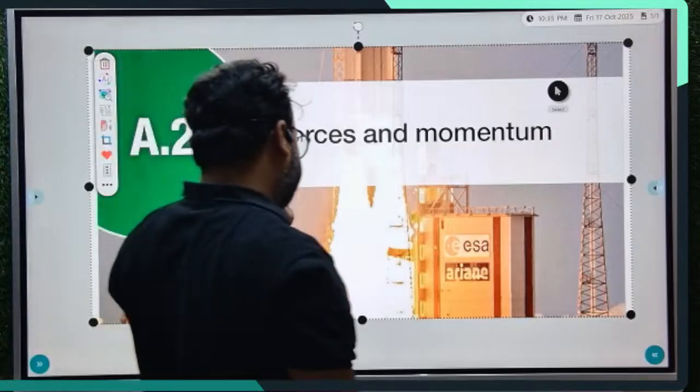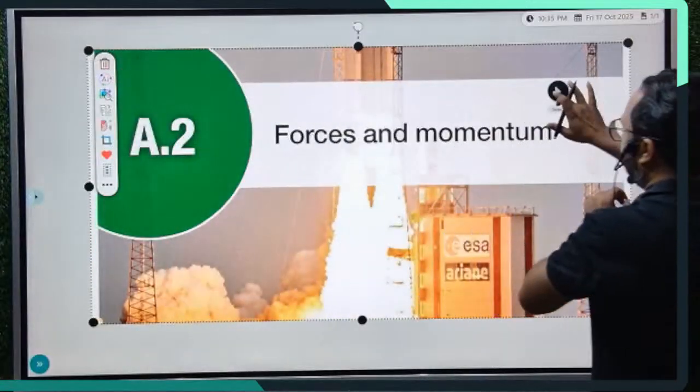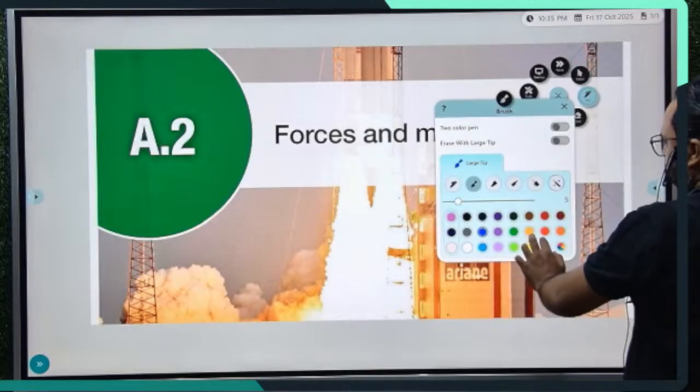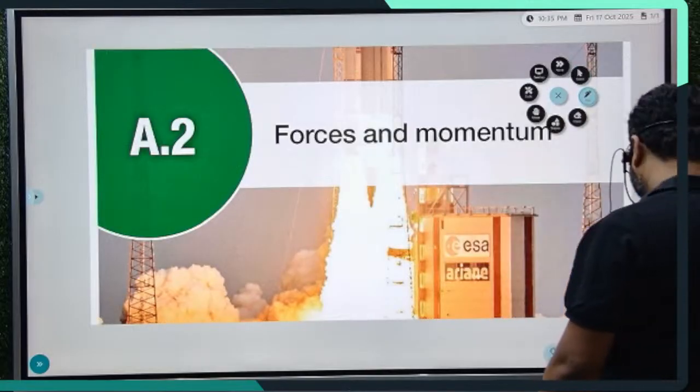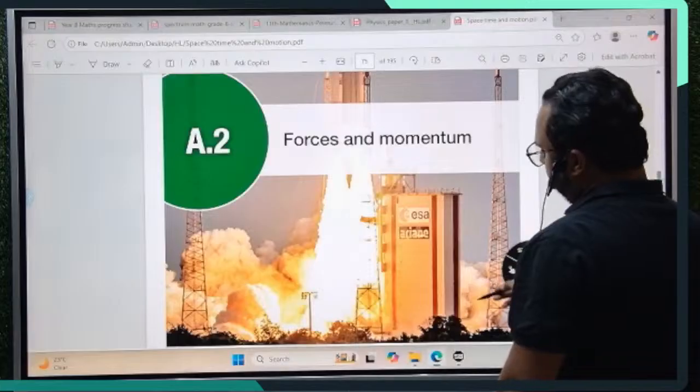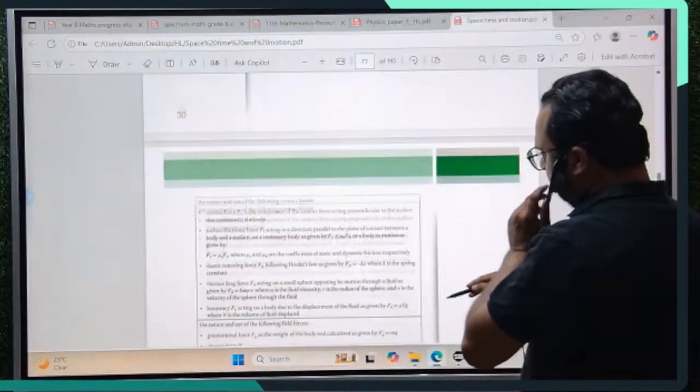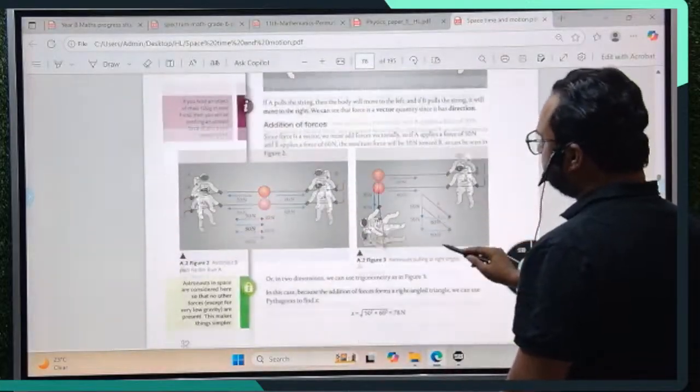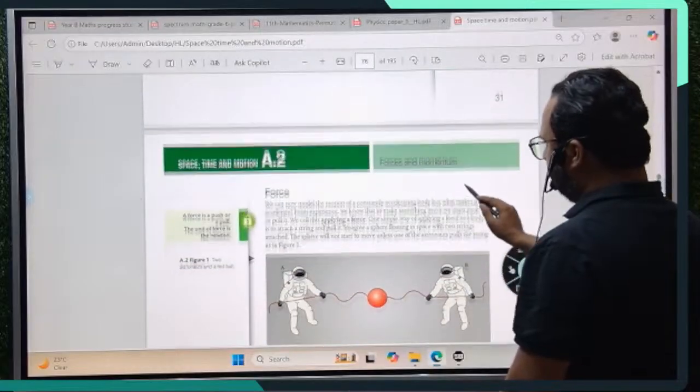Okay. Write down the name of the article, force and momentum. Now, the first topic we'll talk about is addition of forces basically.